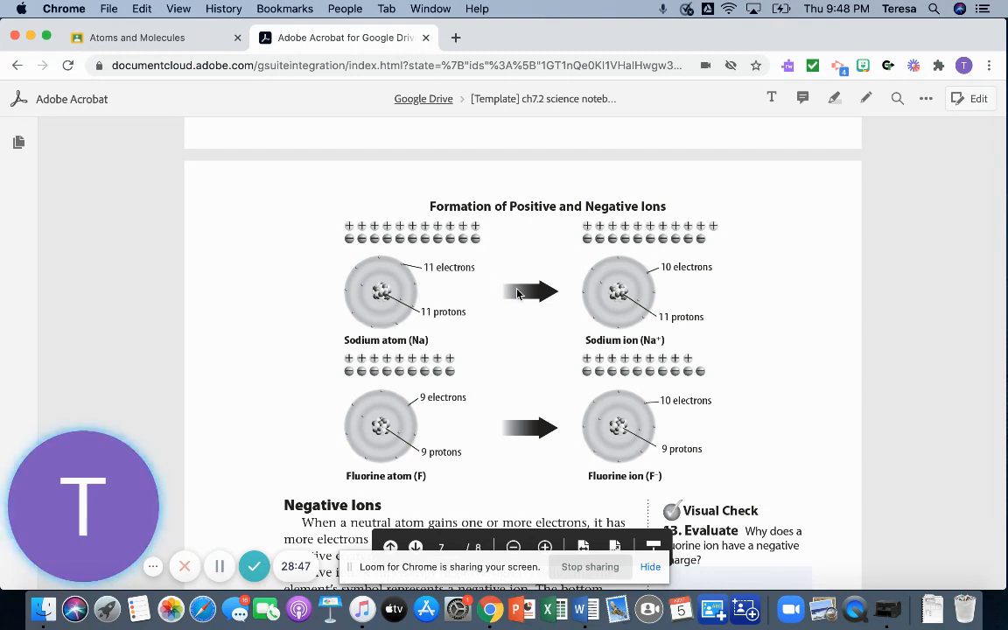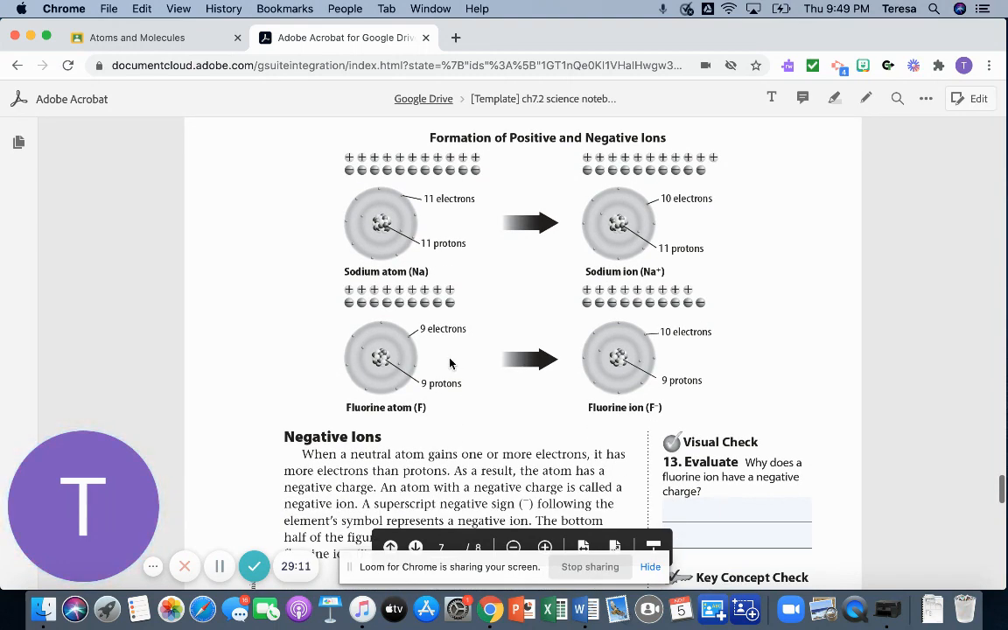Okay, if sodium were to lose an electron, the number of protons and electrons is no longer equal. It has one less electron. That makes there one more positively charged proton. That makes a positive sodium ion.